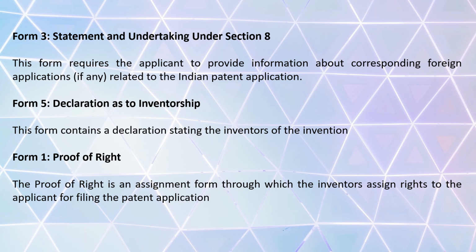So these were the mandatory forms which one has to file. Although not exactly along with the application, there are certain timelines. As I said, Form 3 has a timeline. Form 1 proof of right has a specific timeline. But then within that timeline, you have to make sure that you file this patent application.